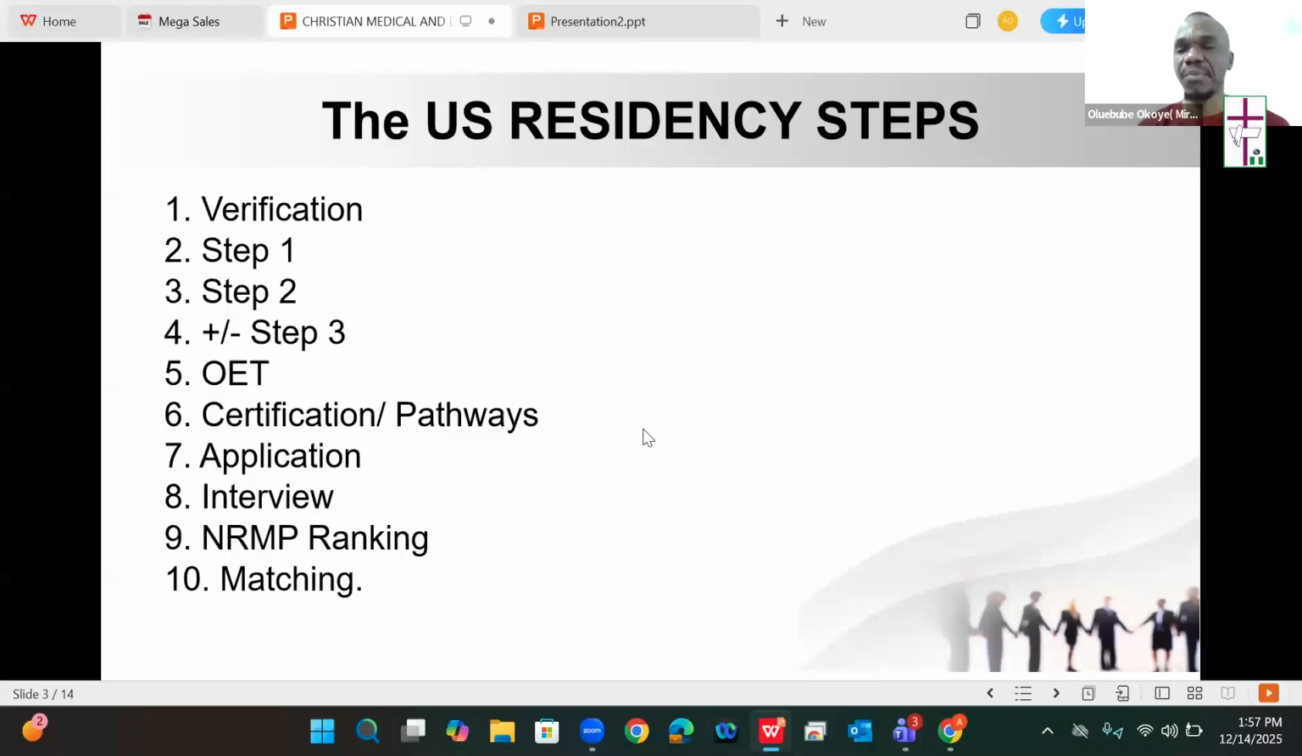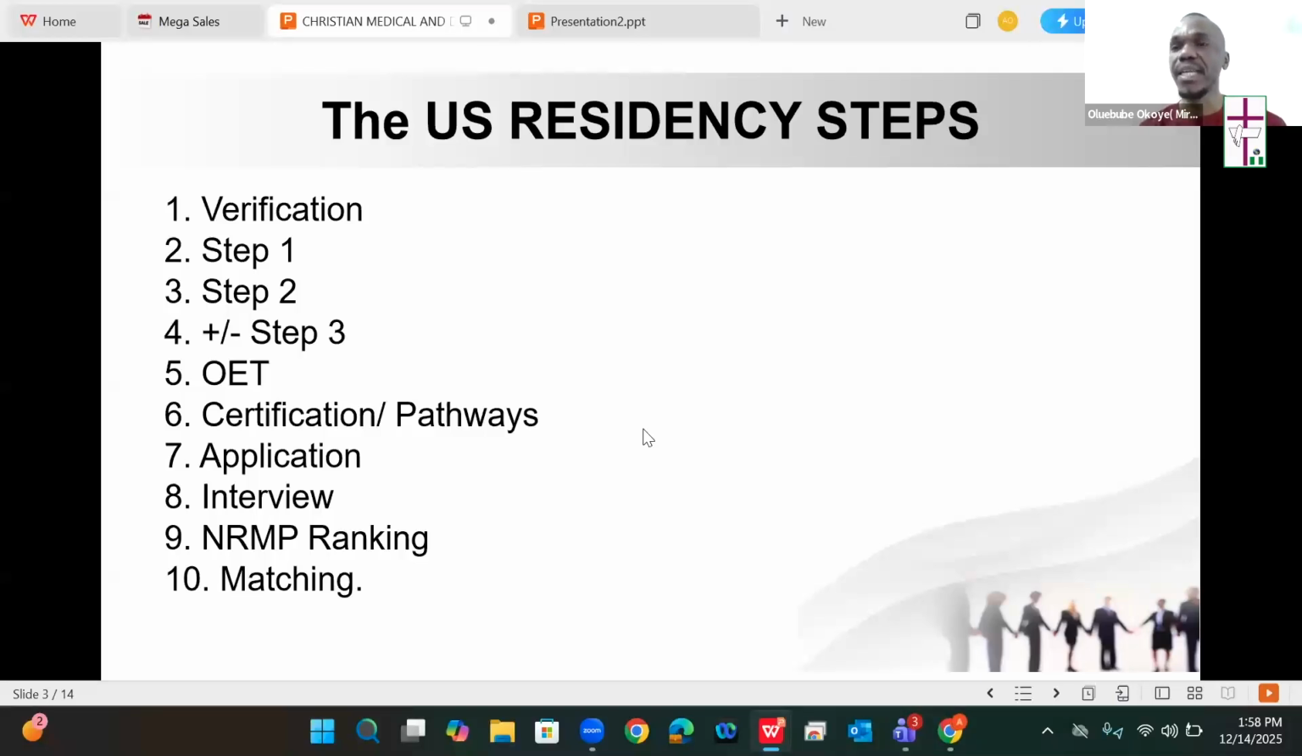So the first thing is do your step 1, as you also do your verification. But the thing there is that you must have completed your verification before you're able to write your step 1. Okay, so after your verification is completed, you can apply for your step 1 and write it. Then when you pass your step 1, you can decide to do your step 2 when you feel you are ready for it. Then after step 2, most times people decide to do OET.